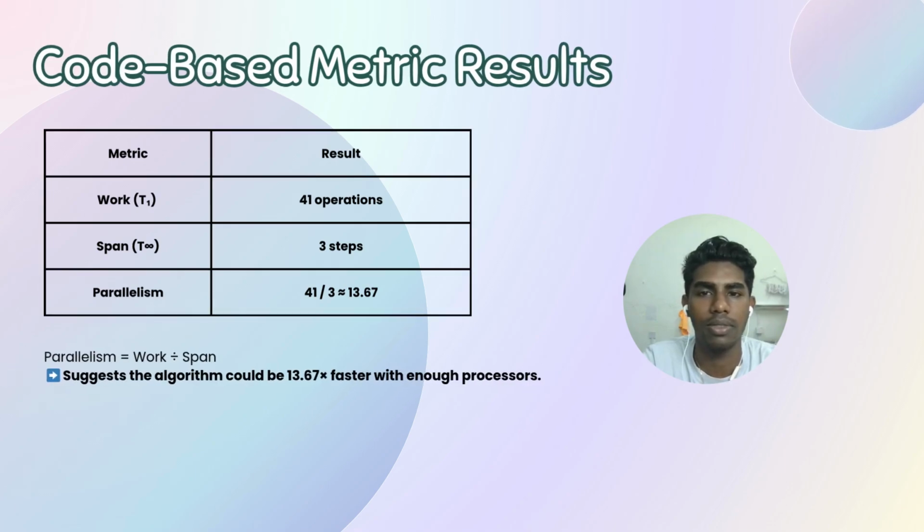So next we have the implementation of the pseudocode algorithm in C++. This program sorts an array and prints the total number of operations and the maximum recursion depth. For our test case with 8 elements, the algorithm performed 41 operations and reached a recursion depth of 3, which is our span. From this, we calculate parallelism: 41 divided by 3, which gives us around 13.67.